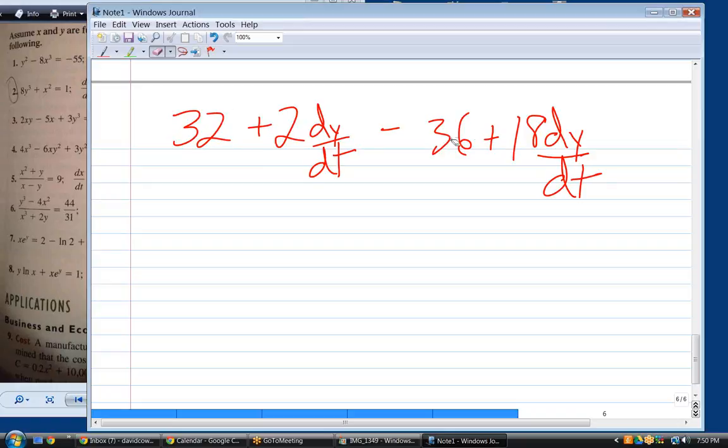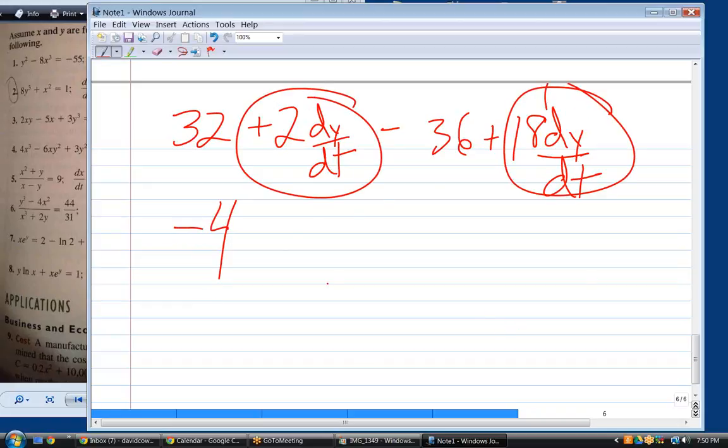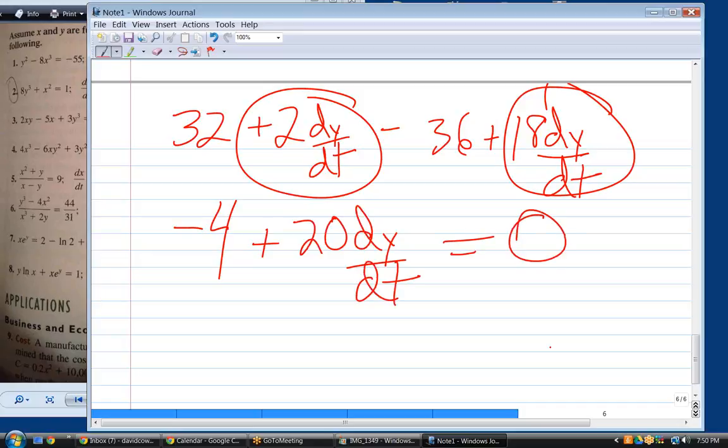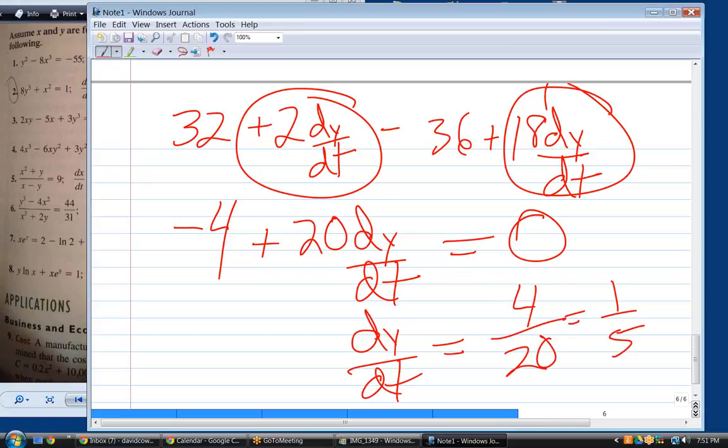I can combine the 32 and the minus 36 now, so I get minus 4. Well, I got 2 of those and 18 more of them, so I got a total of 20 dy dt's. This is all equal to 0, and now it's solving quite easily. dy dt is going to equal 4 divided by 20, or 1/5.